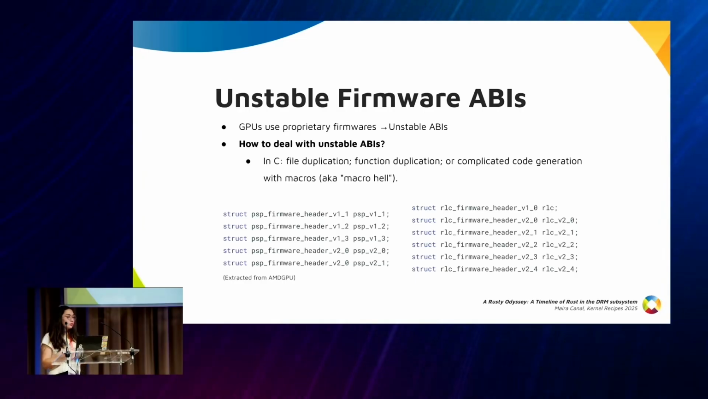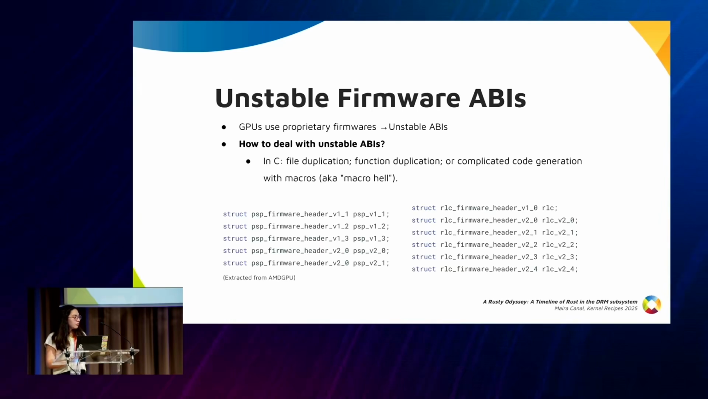If you make some changes to the ABI, you change the driver as well, you bundle them together and it's fine. However, this is not possible in the kernel, because once we support a firmware version, we need to keep supporting it. We cannot just remove support from one version to another. And well, how do we deal with different ABI versions in C? Usually this means a lot of function duplication, file duplication, and structure duplication.